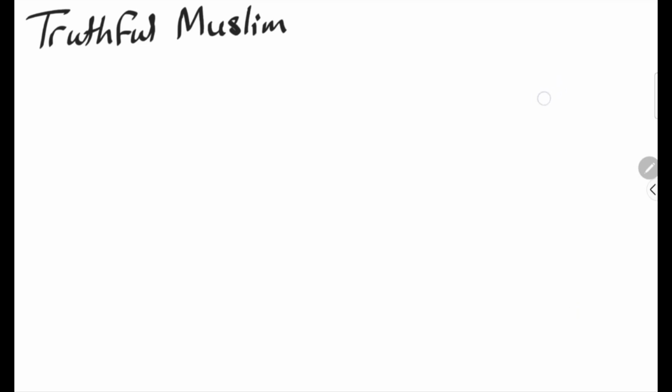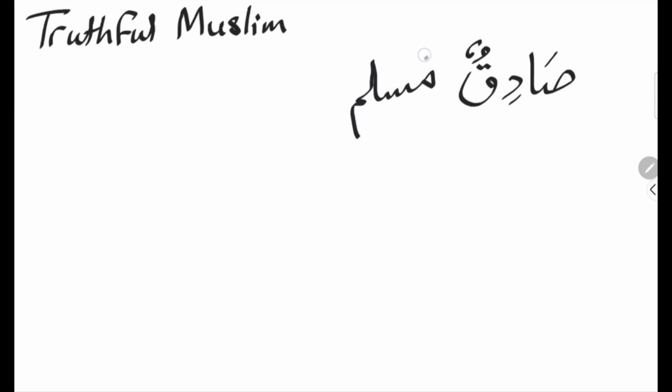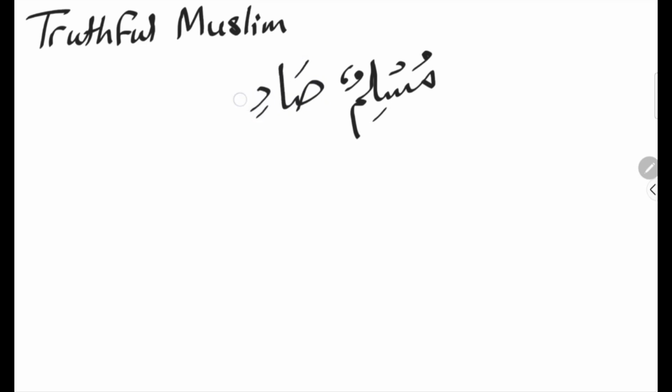Again, truthful is sadiqun. Muslim is muslimun. So we translated the words. That's the first thing. Second thing we do is reverse the sequence. So we bring sadiqun later and muslimun first. And finally, last thing we do is give them both dhammatain. Muslimun sadiqun. So muslimun sadiqun means truthful Muslim.